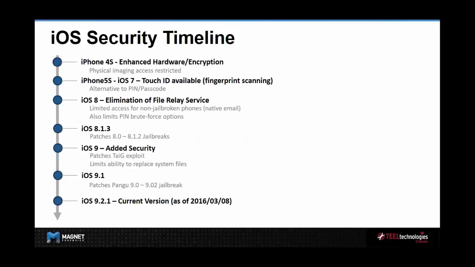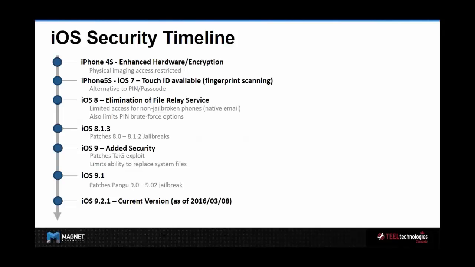And right now we're at iOS 9.2.1, and they've patched the Pangu jailbreak. So again, it's getting very difficult to get any root access on these devices to extract physical images. And Apple does this for various reasons. Obviously, user privacy is number one for them, as well as malware and software piracy.